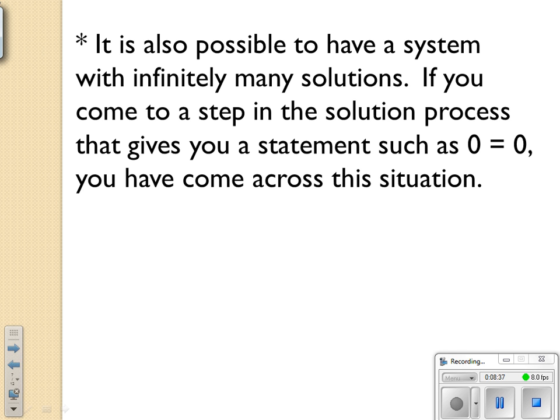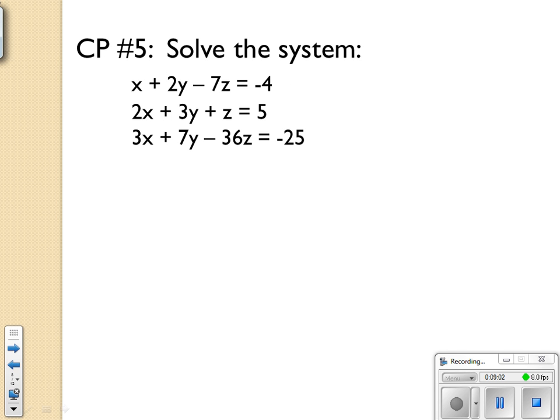Now, it's also possible, though, to have a system with an infinite number of solutions. If you come to a step in the solution process that gives you a statement that's true, something like 0 equals 0 or 5 equals 5, you have come across something that's like this. All right, so there's a little bit extra legwork to one that comes up like this because we still need to give a solution. And to say that there's an infinite amount of solutions is not enough.